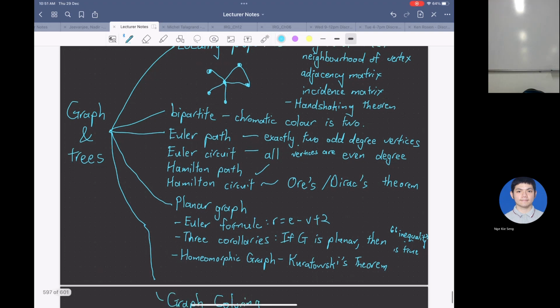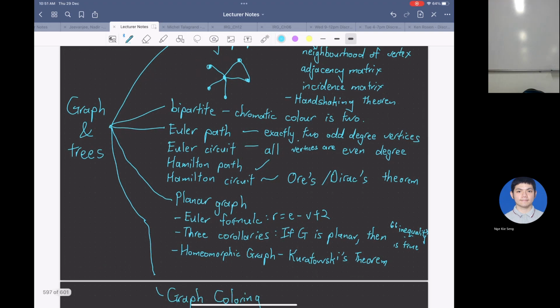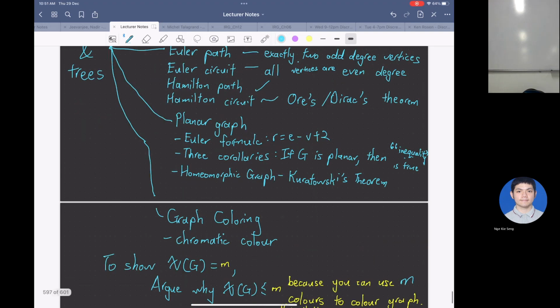The next one is homeomorphic graphs, and then we learn the elementary subdivision and the Kuratowski theorem, how to check that something is not planar. This is a definite check. If you can find a subgraph that's homeomorphic to K5 or K3,3, then it is not planar.